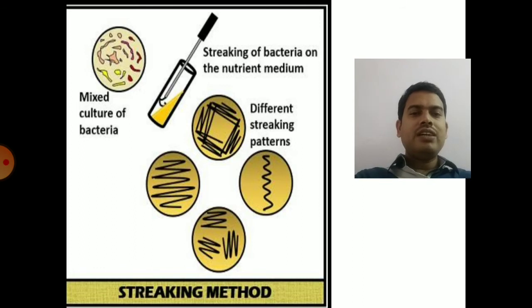You can see the different streaking methods shown in the figure: the first one is quadrant streak on the four sides, a normal streak, a spiral streak, and other modes of streaking. At the end of the streak, you will get the pure colonies, which you can collect from the petri dishes after incubation in the incubator. So these are the three methods for isolating pure cultures from the sample solution.